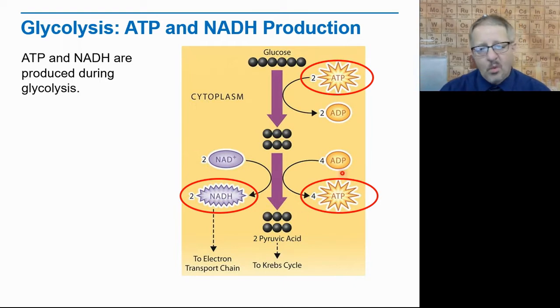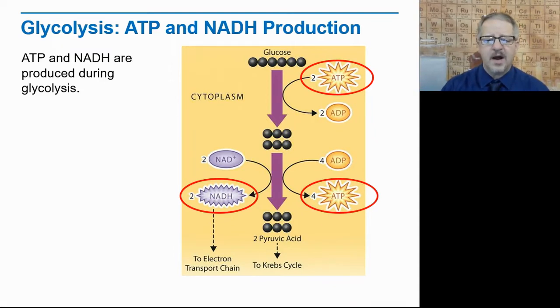Okay. So once all these reactions occur, and you're only seeing some of the reactions, these are the important ones. This is what we really need to know. We need to know about the 2 ATP that go in and the 4 ATP that come out, and the 2 NAD plus that go in, and 2 NADHs that come out, and eventually we end up with the 2 pyruvic acids. And those pyruvic acids are then going to move on to the Krebs cycle, and they're going to be used to generate some other products that are going to help with the electron transport chain.